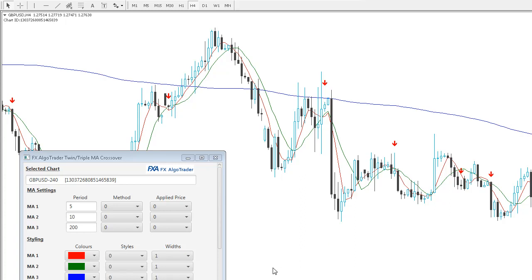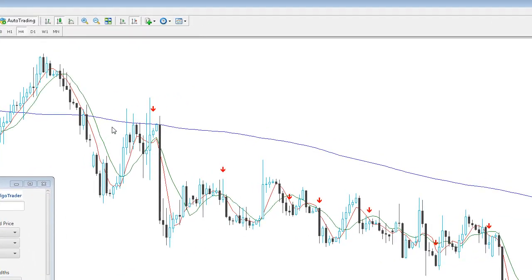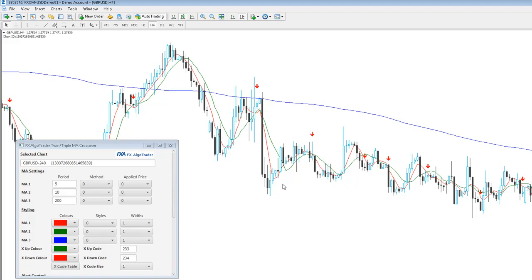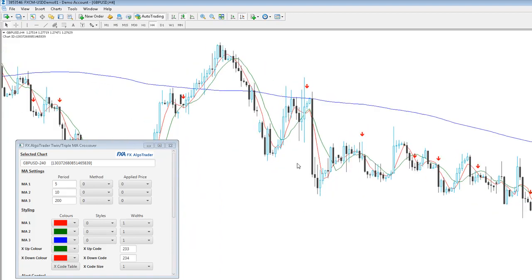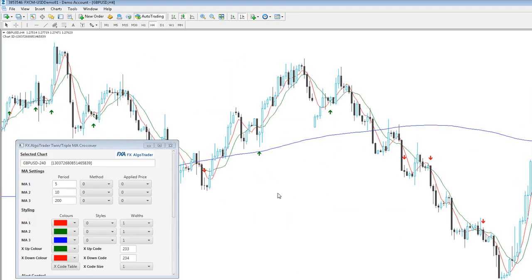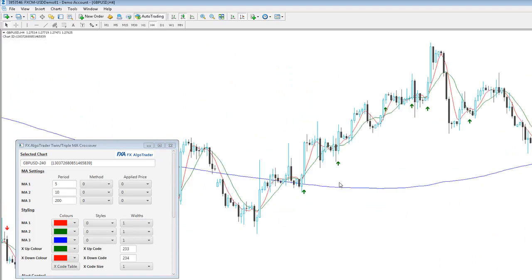There's something else which I'll go on to in another video, which is using market adaptive techniques to further add filters to these moving averages, which keeps you out of the market in range bound conditions. We also have within the FXAlgoTrader range of products automated trading systems using triple moving average crossover techniques with the market adaptive capabilities.